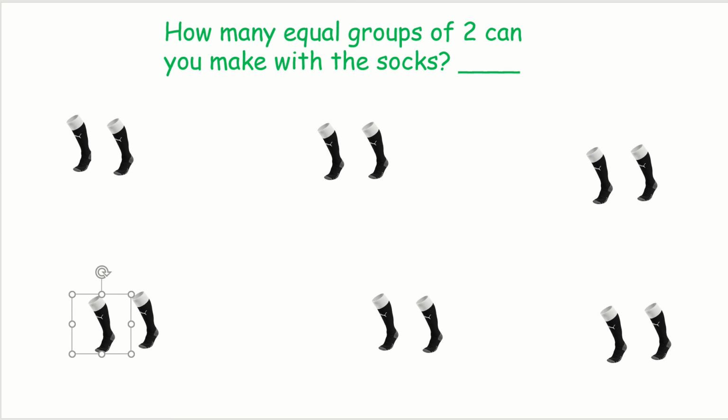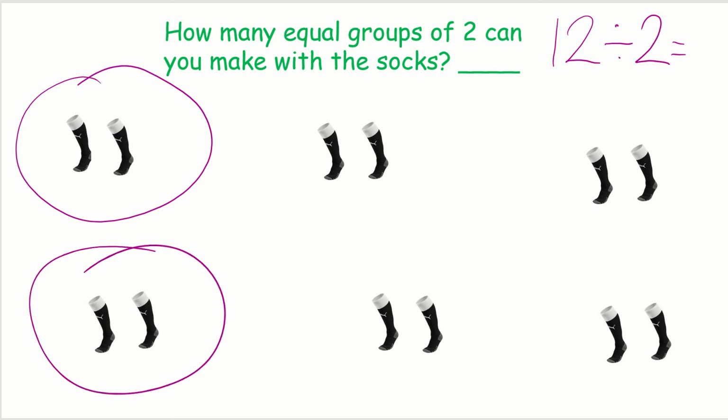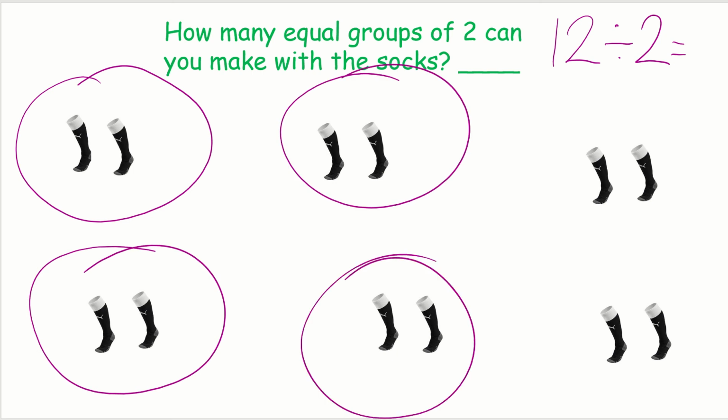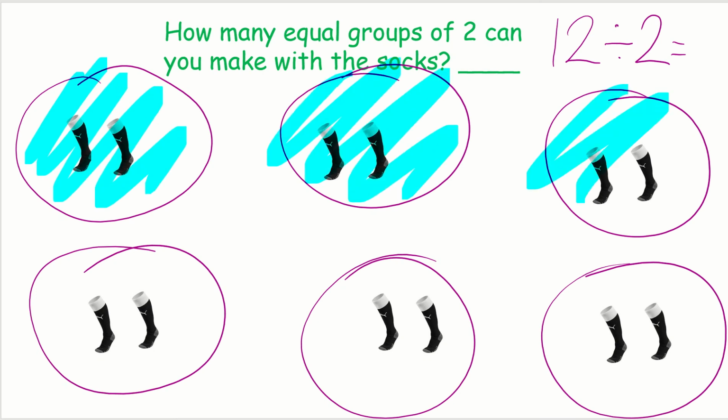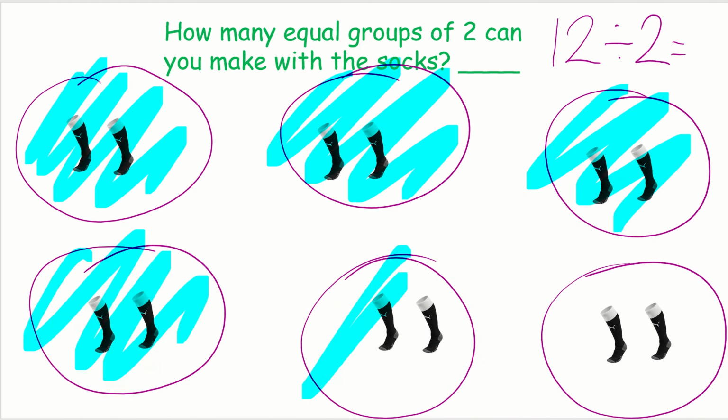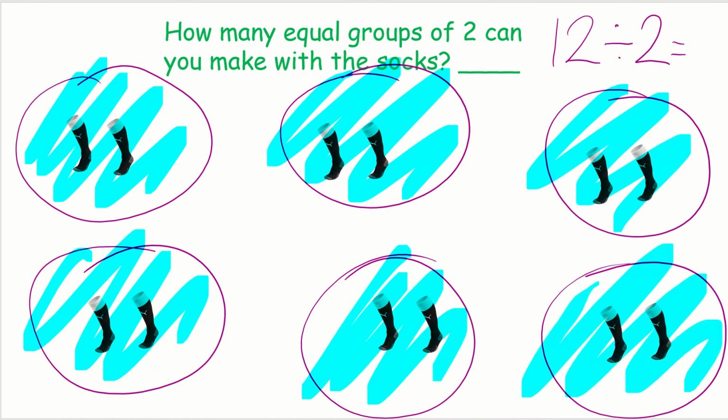So we started with 12 socks. We divided them into groups of 2. The question is, how many groups do we have now? And there's our groups. So we've got 1, 2, 3, 4, 5, 6 groups. So 12 socks divided into groups of 2 gives us 6.